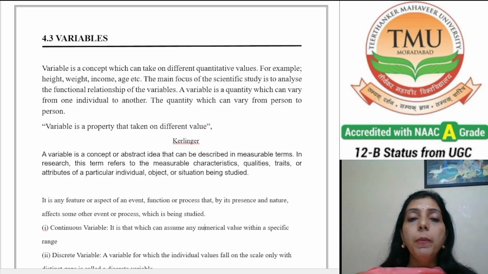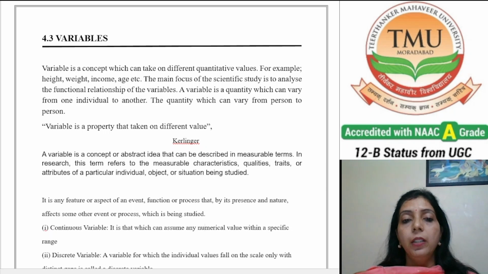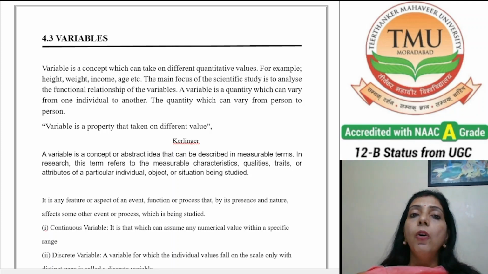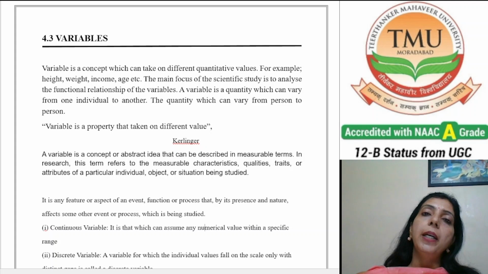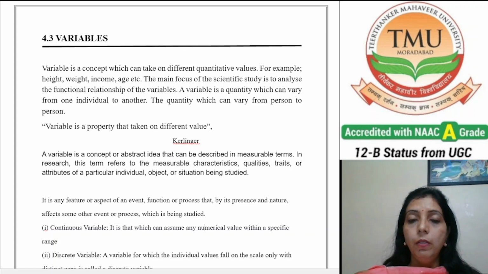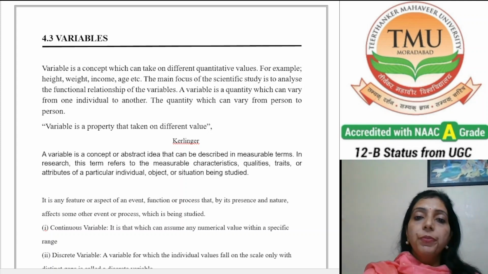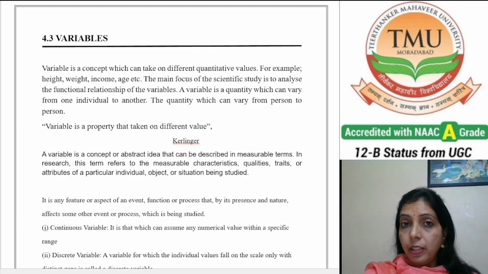It is a concept or abstract idea that can be described in measurable terms. In research, this term refers to the measurable characteristics, qualities, traits, or attributes of a particular individual, object, or situation which is being studied by the researcher. So, a variable is an entity that can take on different values. So, what does that mean? Anything that can vary can be considered a variable.